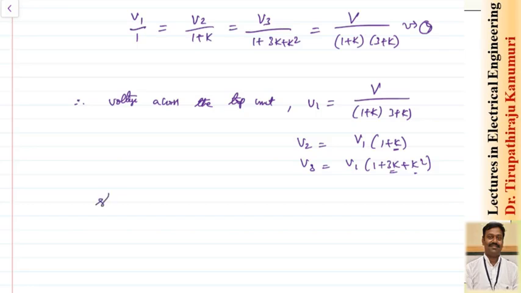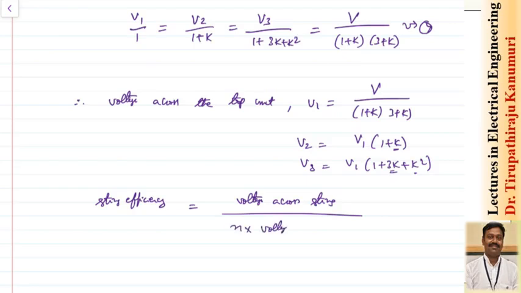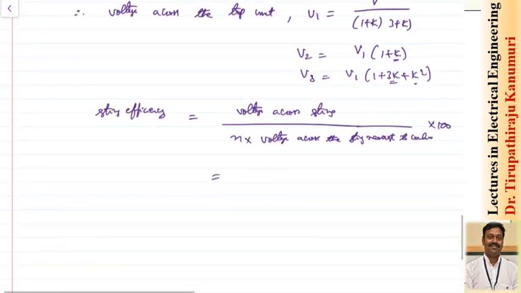So from this, I can tell my string efficiency is equal to voltage across string divided by n times the voltage across the string nearest to conductor, multiplied by 100. Or we can tell voltage across the string is V. This will be multiplied by 100 divided by n times the voltage across the string, or 3 times, n is equal to 3 insulators here, multiplied by V3.